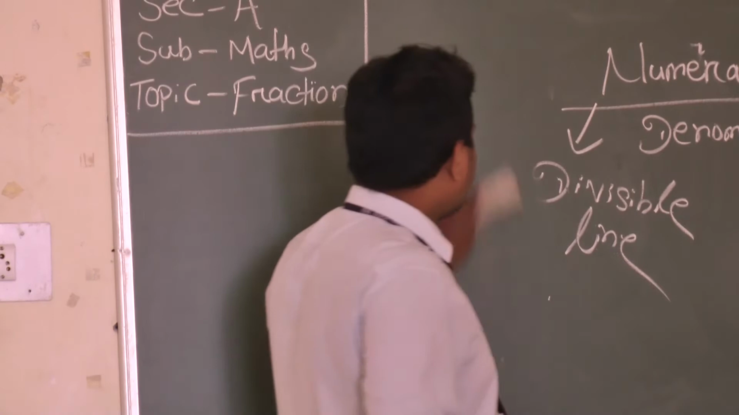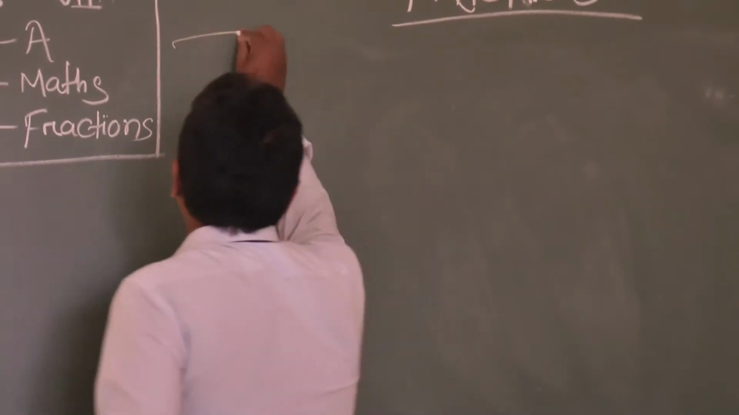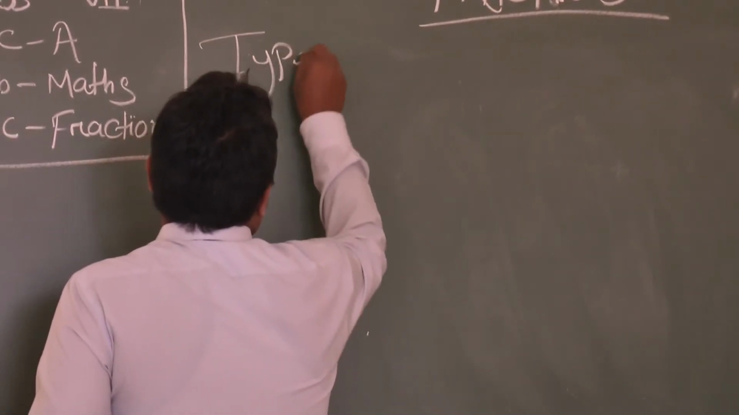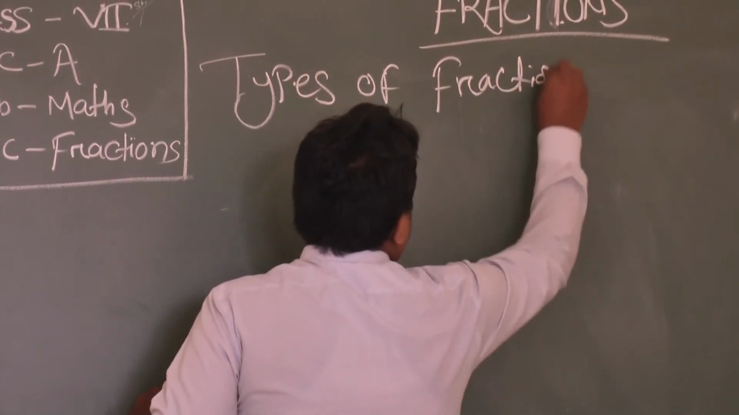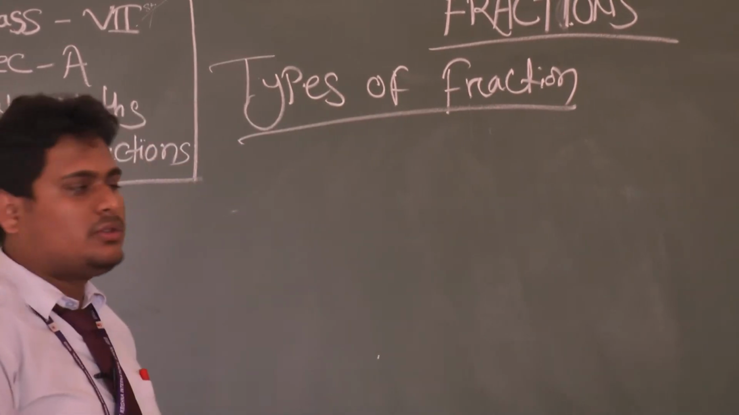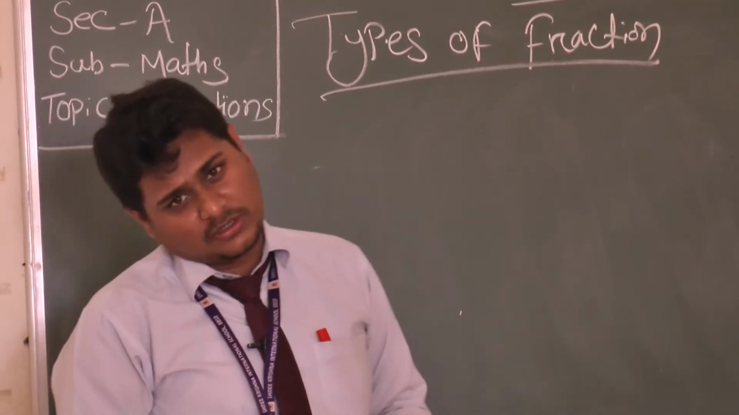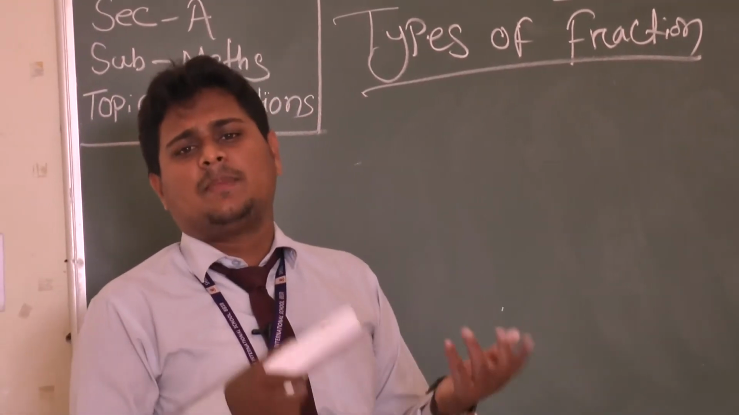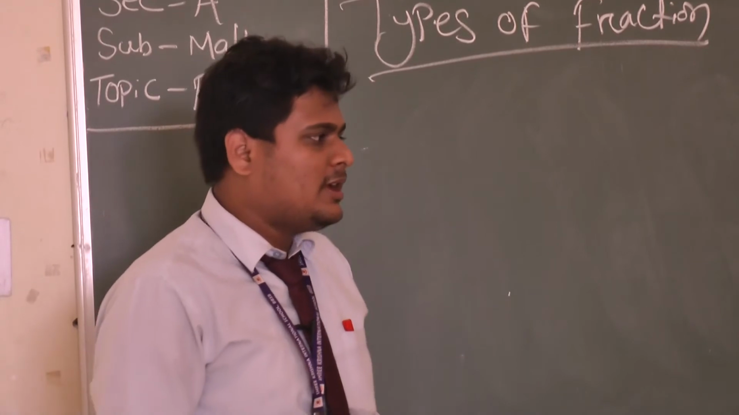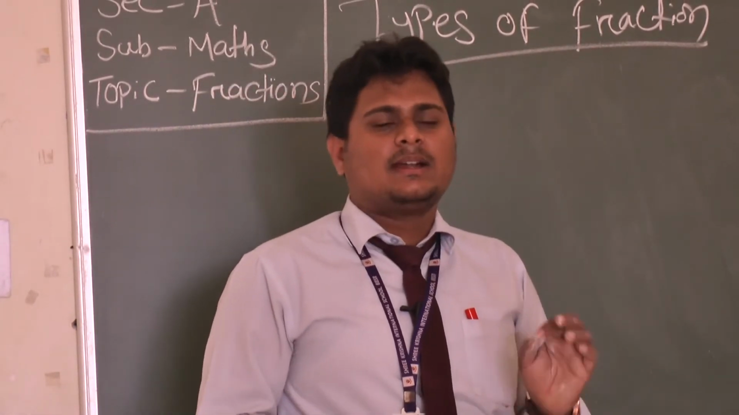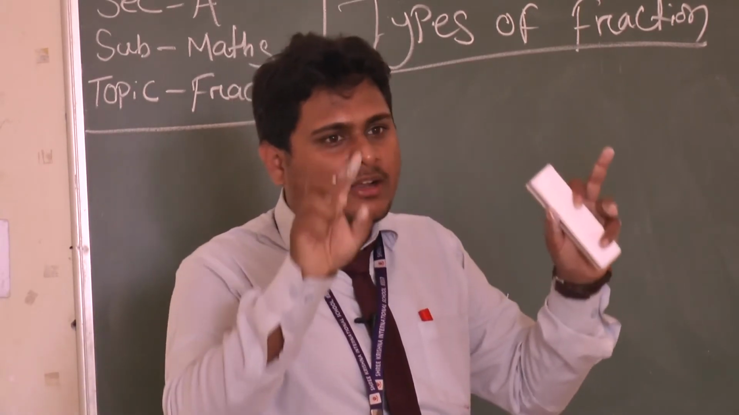Okay, so now we will learn what the types of fraction are. What are the types of fraction? If we eat 2 or 3 parts of a chocolate, or we divide it into 2 parts, you gave different examples. But if someone asks us what do you mean by fraction, then what will you tell? The fraction means a part of a whole.